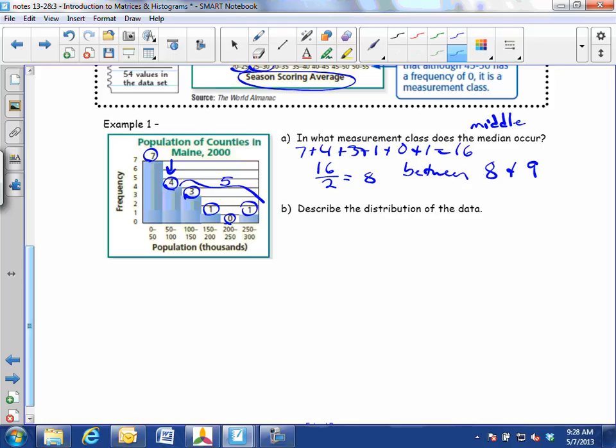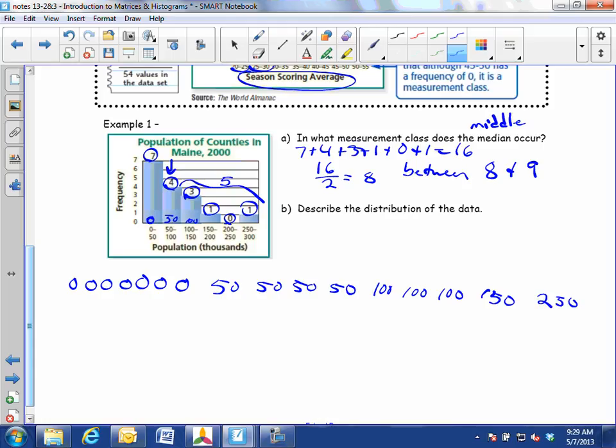So let's see. If I was going to just label this guy as a 0, and this one is 50, and this one's 100. So this is telling me I have 1, 2, 3, 4, 5, 6, 7 zeros. I've got 4 50s. 1, 2, 3, 4. I've got 3 hundreds. 1, 2, 3. Got 1 150. I don't have any 200s, but I've got 1 250.